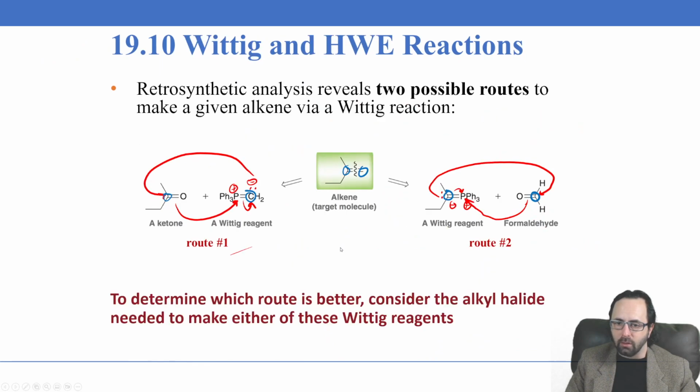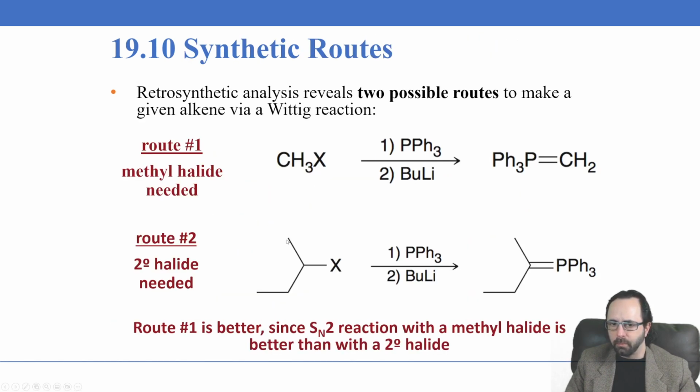So going back to our selection of Wittig reagents, if we look here, this Wittig reagent would be formed from a methyl bromide, as we saw in that previous example, and would be much easier to form. However, this Wittig reagent here would require a 2-bromobutane, which is secondary, and thus the SN2 reaction would not be as good. And so the Wittig reagent with the carbon that's less substituted here is more likely to be formed.